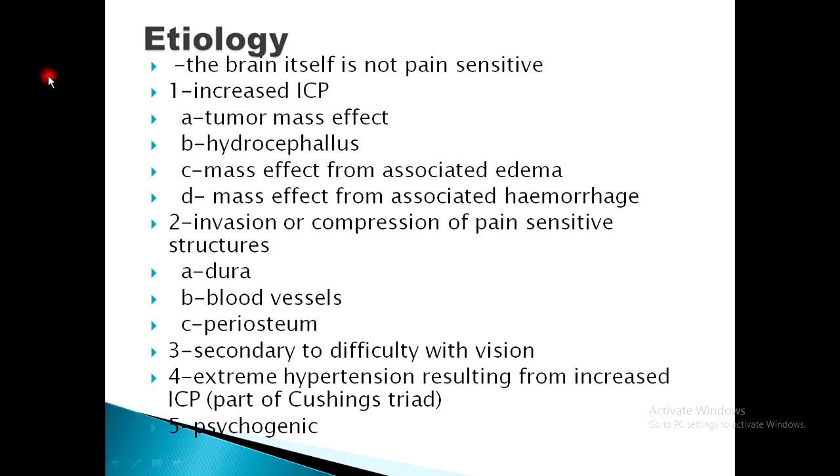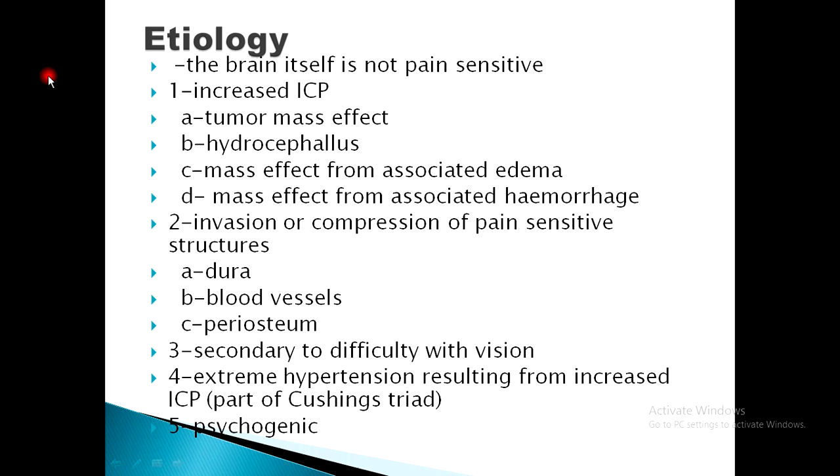Why do we have headache with brain tumors? The brain itself is not pain sensitive. This is a very important point to be considered. The brain itself is not pain sensitive. So why do we have headache? It's either due to increased intracranial pressure from the tumor mass effect, hydrocephalus, mass effect from associated edema, mass effect from associated hemorrhage, or due to invasion or compression of pain-sensitive structures, which are the dura mater, the blood vessels, and the periosteum. Or secondary to difficulty with vision; the patient may have blurring of vision or diplopia, double vision.